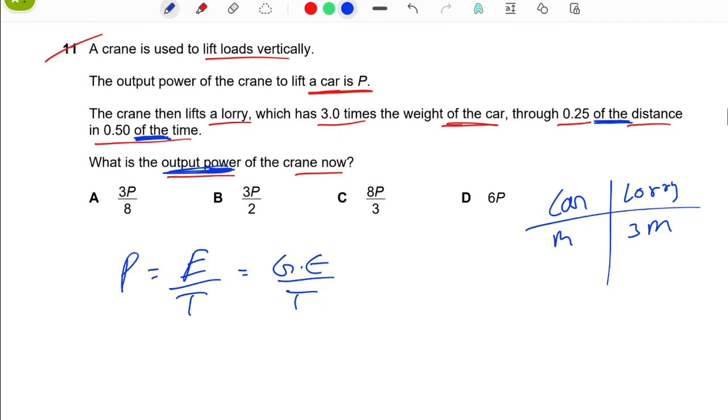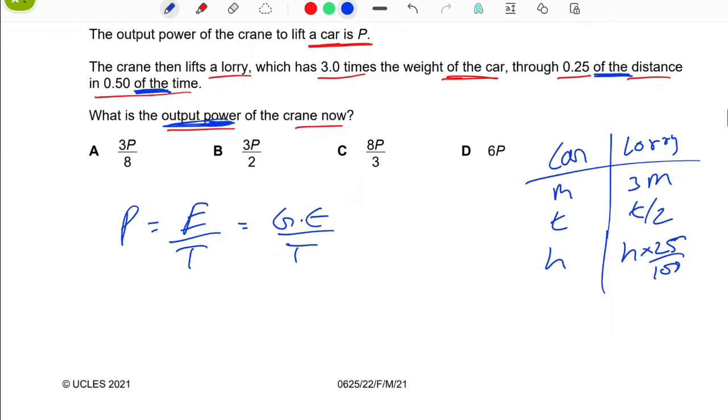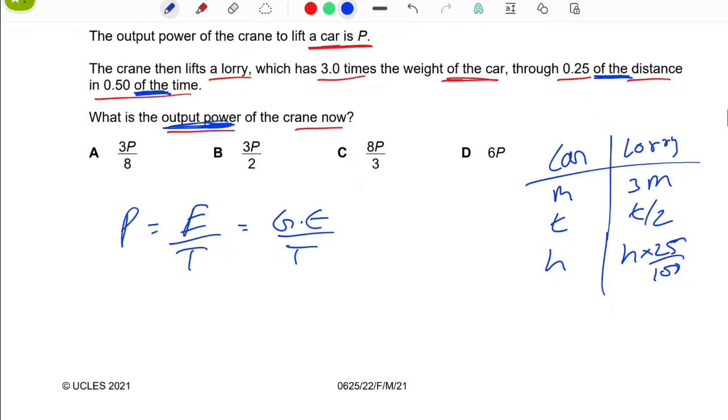So now if the time taken to lift the car is T, then the time taken to lift the lorry will be T by 2, because they have given 0.5 of the time. And if the distance traveled by the car is h, then the distance traveled by the lorry will be h into 25 by 100. And now we directly have to use the formula.